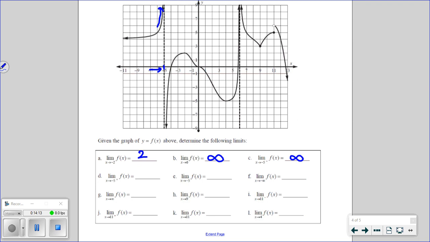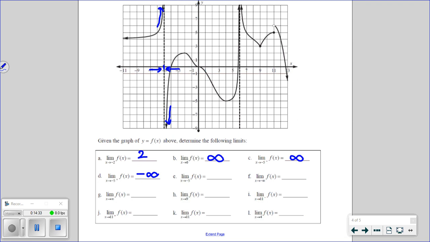Okay, our next limit is the limit as x approaches -5 from the right. So now we're approaching -5 from the right. So actually now I'm going to come down here to this part of the graph. And in that case, it looks like y is approaching -infinity.